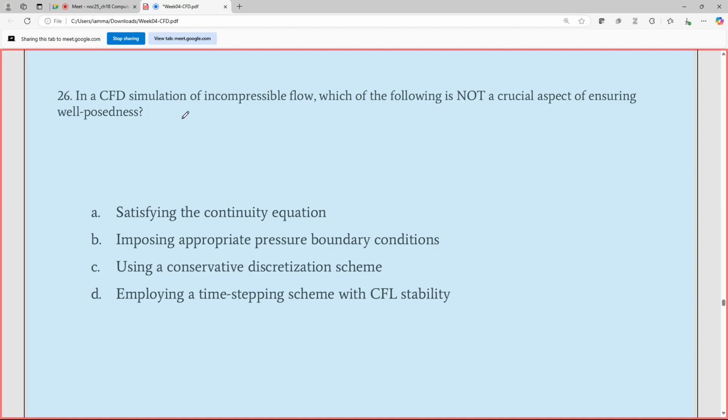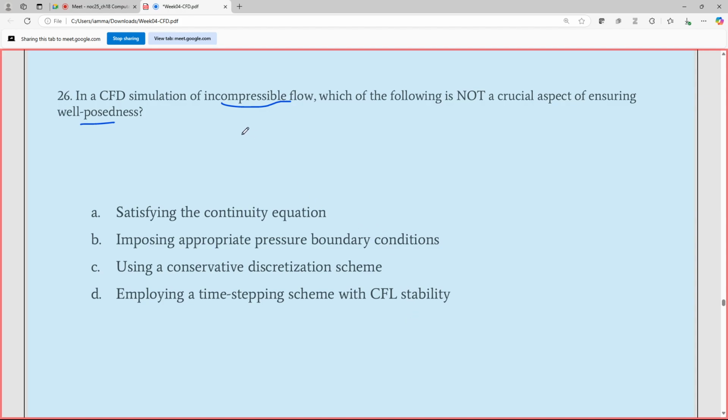Next question. In a CFD simulation of incompressible flow, which of the following is not a crucial aspect for ensuring well posedness? Option A, satisfying the continuity equation. Option B, imposing appropriate pressure boundary conditions. Option C, using a conservative discretization scheme. Option D, employing a time stepping scheme with CFL stability, where CFL is the Courant-Friedrichs-Lewy stability criteria.